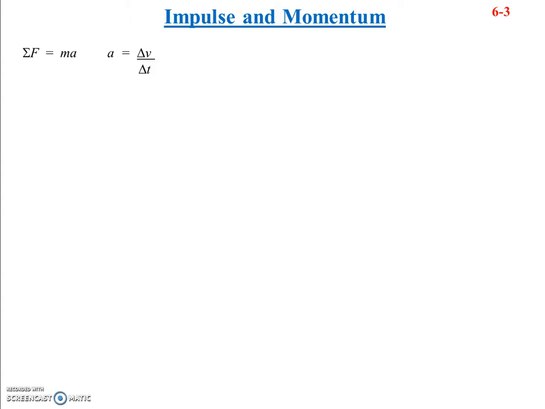And all we're going to do is combine equations. I'm going to drop this equation for acceleration right in here, where acceleration is in sigma f equals ma. So let's combine those equations. Here we go. And you're writing all this down in your notes. So here we go. Sigma f equals m times delta v over delta t.